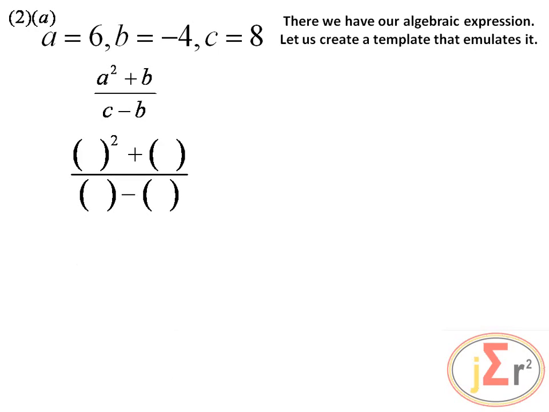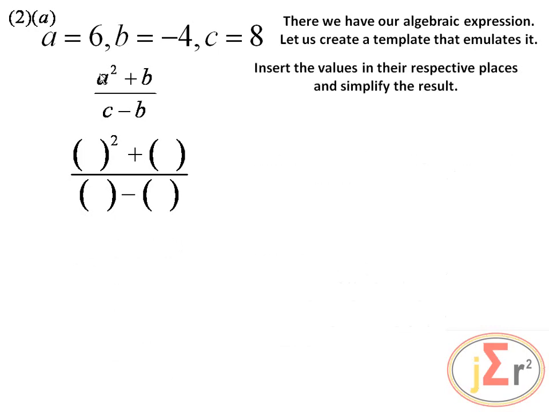And what do we do? Where we see A, we put the value of A. Where we see B, we put the value of B, because we have 2 occurrences of B. And where we see C, we put the value of C. Then we will simplify. Square 6, we get 36, and we have a -4 right there. And 8 minus -4 is equal to 12.